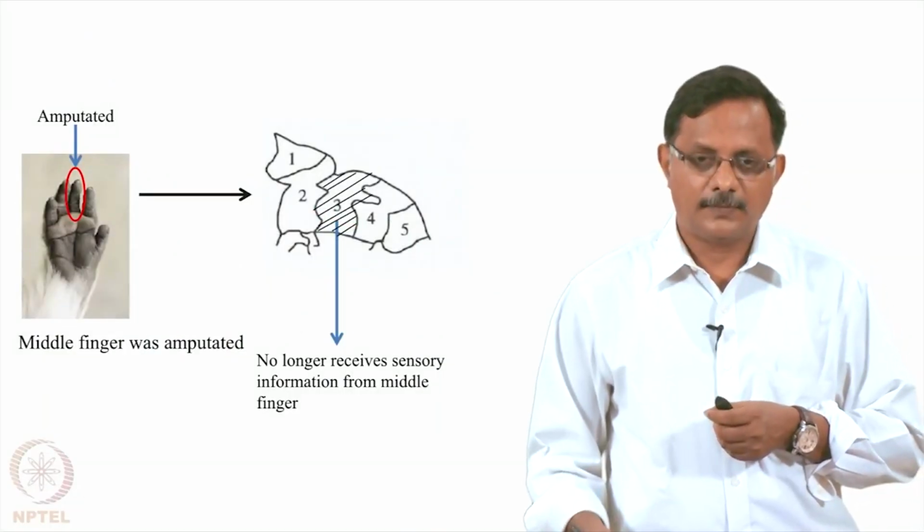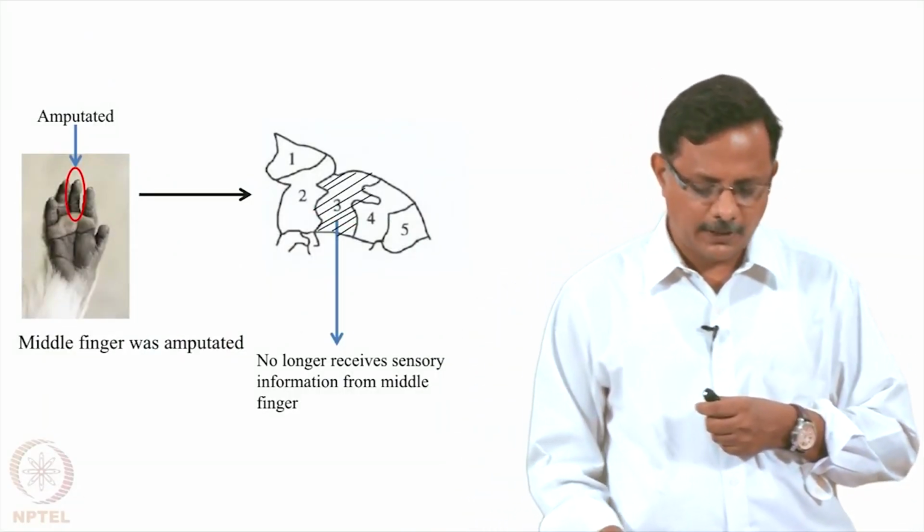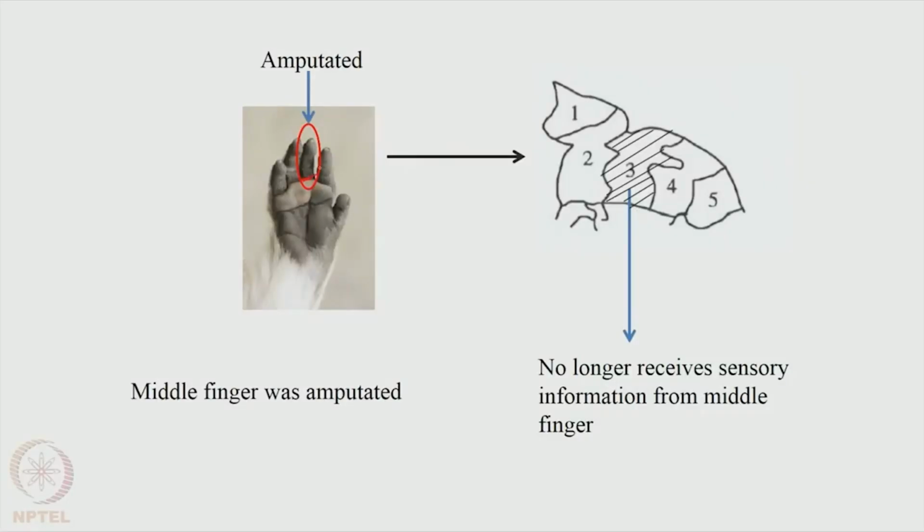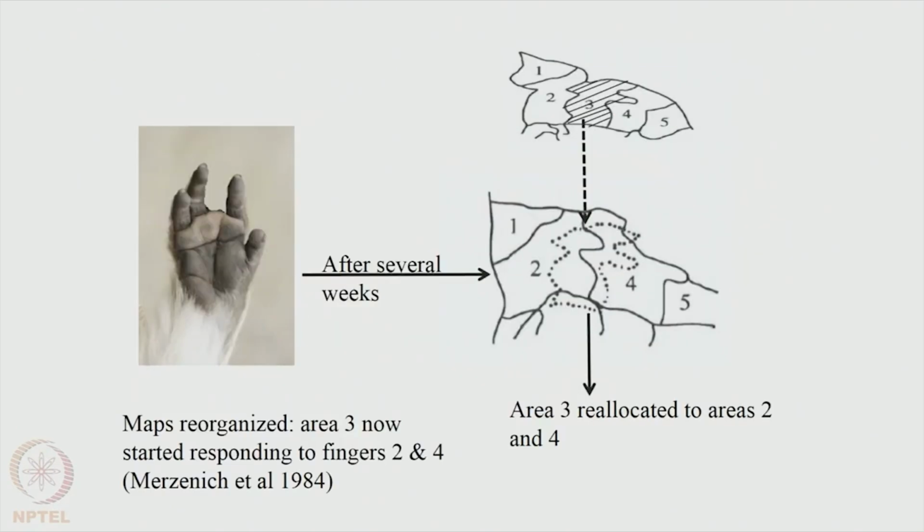So once the fingers are mapped, they amputated the middle finger. After amputation, the neurons which were earlier responding to the middle finger have nothing to respond to. So initially they remain silent because the finger is amputated.